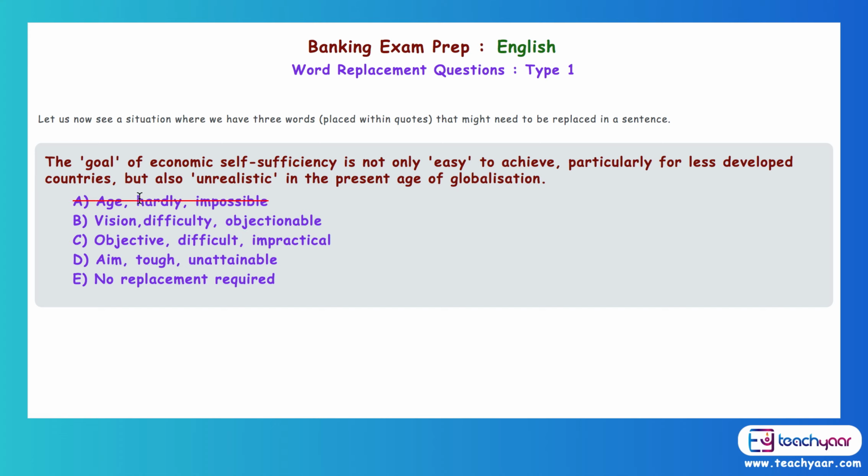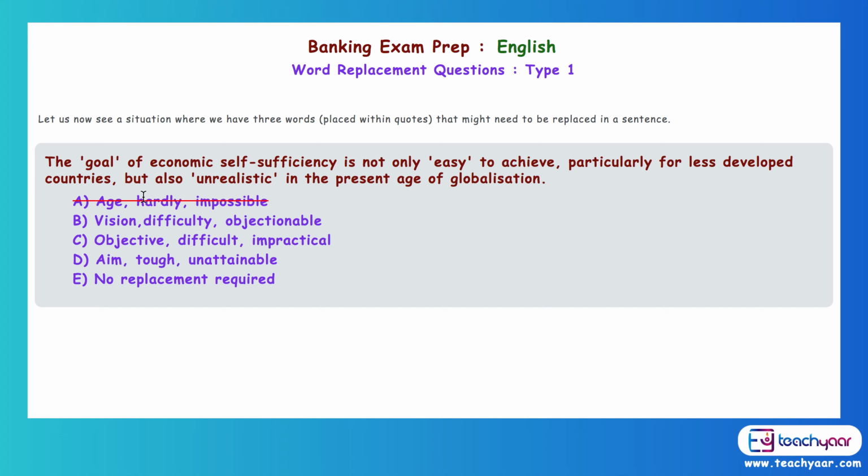That means it is said that it is easy to achieve. But actually speaking, for less developed countries, is it easy to achieve economic self-sufficiency? No. So actually the word there is not right. The word easy is not right there because economic self-sufficiency means you can manage everything on your own. You are not dependent on other countries. Now this is not easy to achieve, it is difficult.